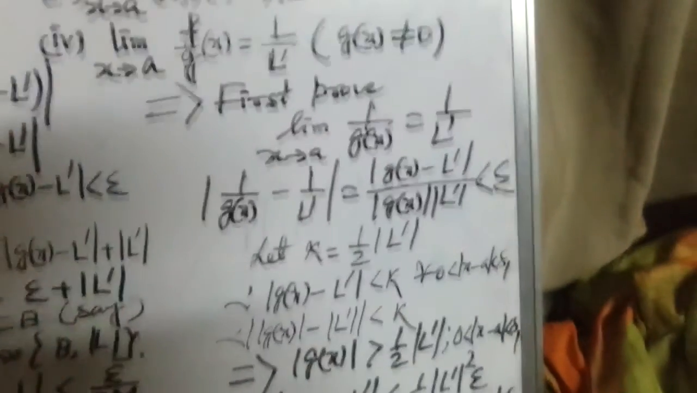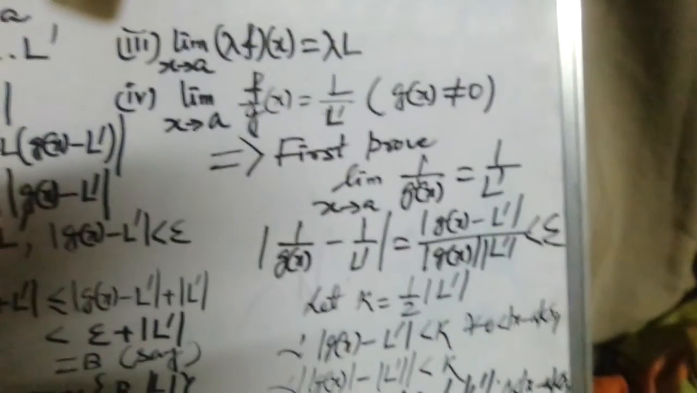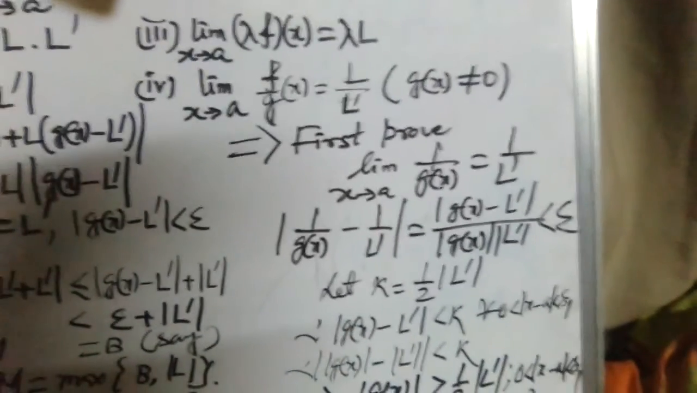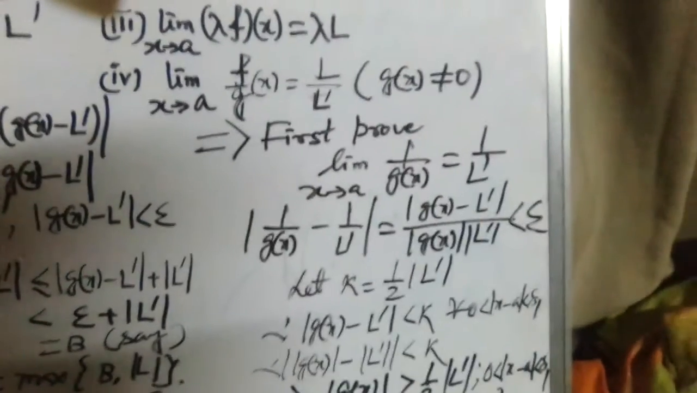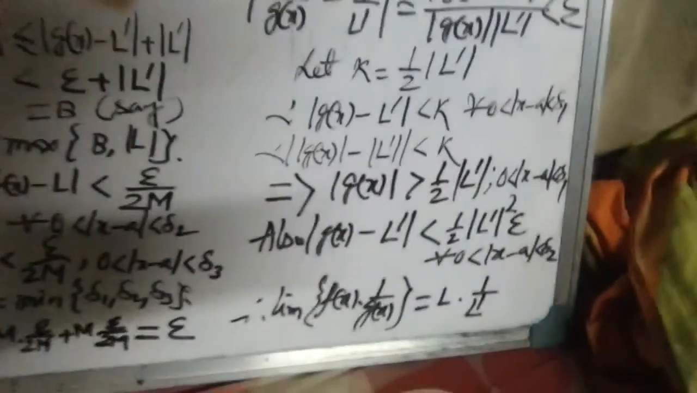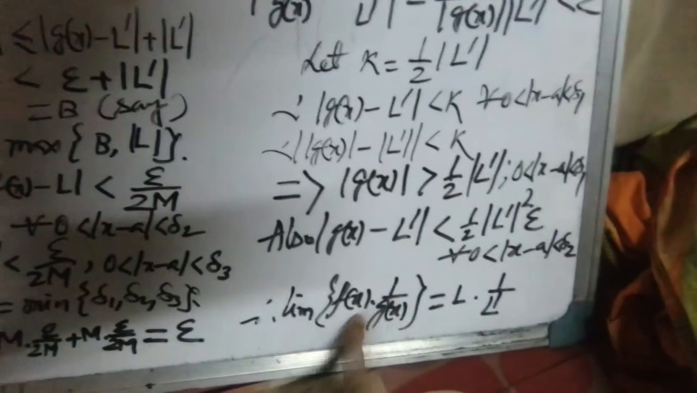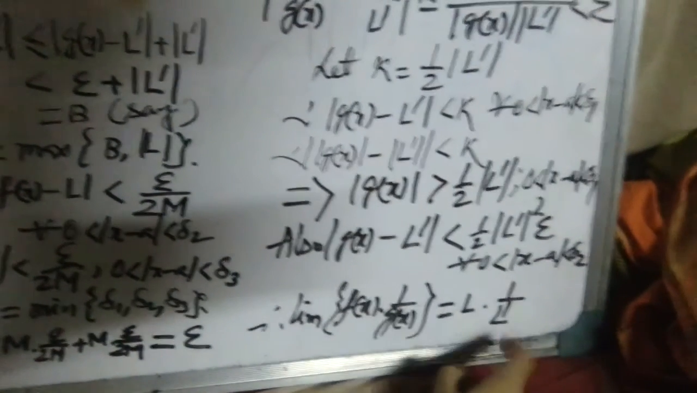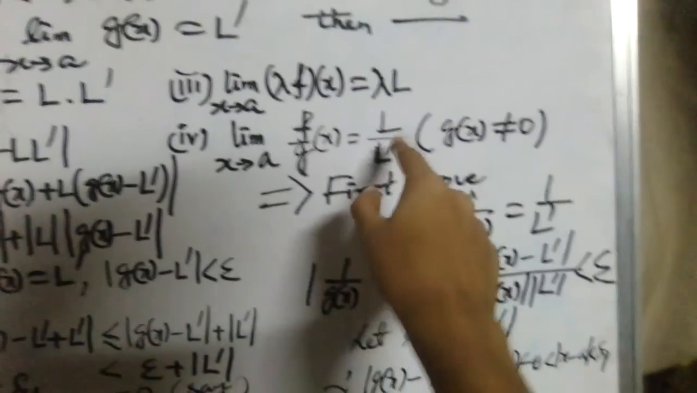Then this quotient function (f by g)(x) is nothing but the product of f(x) and 1 by g(x). Then this limit will be the limit of f(x) times 1 by g(x), and the limit of f(x) is L and the limit of 1 by g(x) is 1 by L prime. So our required result will be proved.